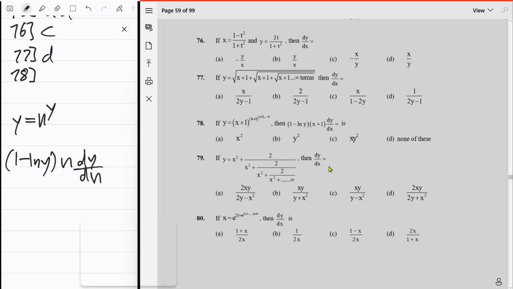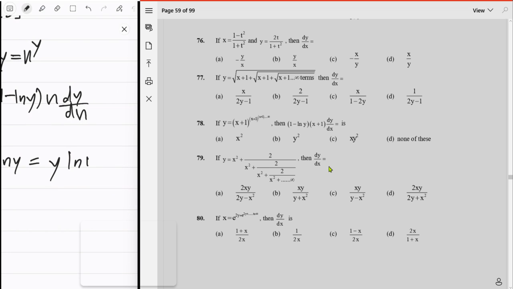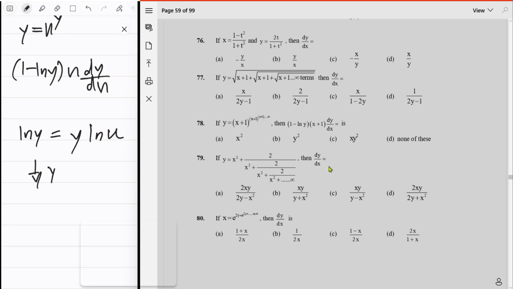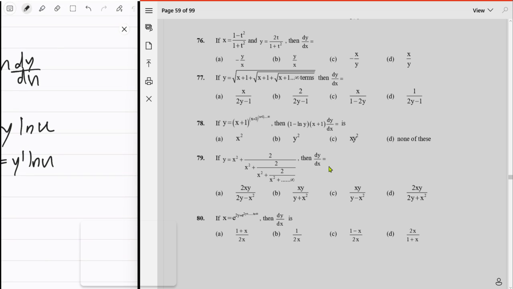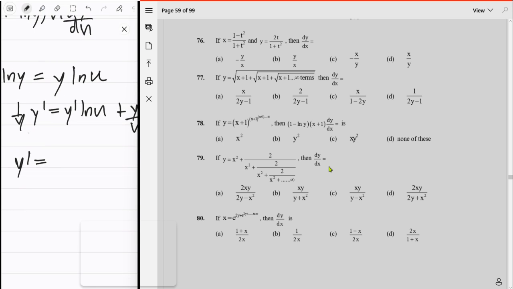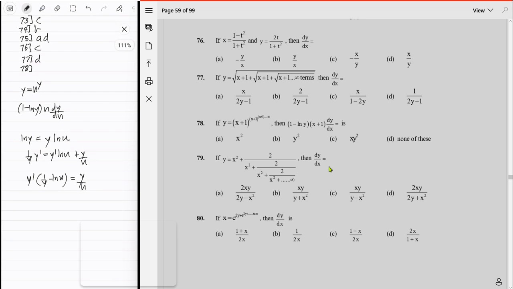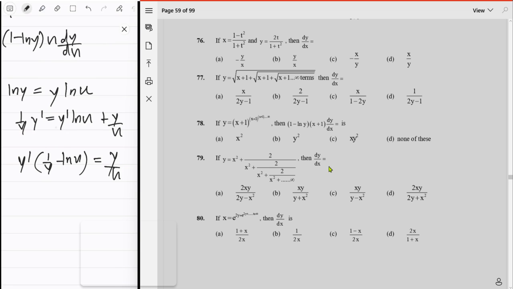So what was I doing once again? Okay, just try to solve this thing. You can take a natural log on both sides. You have natural log of y is equal to y natural log of u, and then take the derivative. So 1 upon y dash is equal to y dash natural log of u plus y upon u, right? So y dash times 1 upon y minus natural log of u is equal to y upon u. And what do you want, by the way? You just want simply 1 minus natural log of y in terms of this thing.